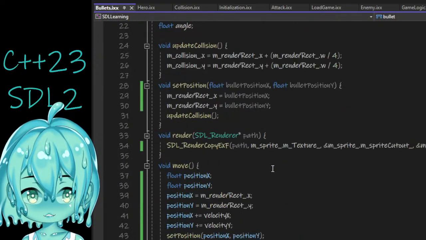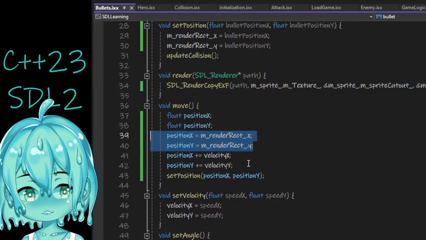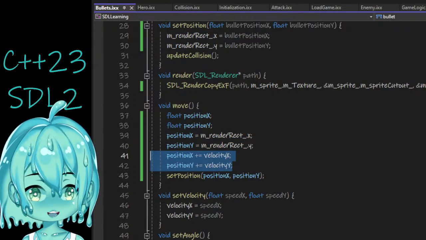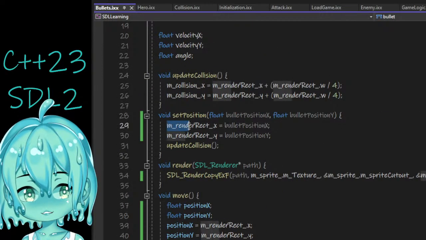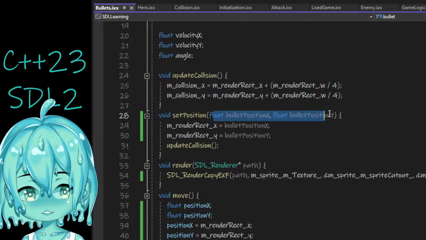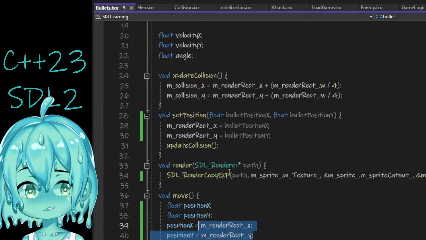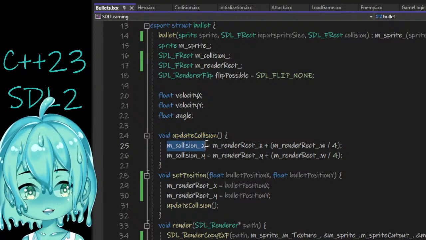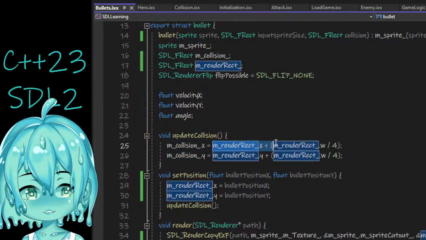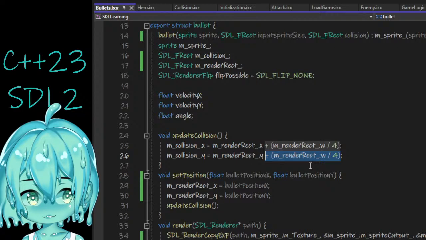So under our bullet module, move calls, we create two floats, have our rendered rectangles equal to those values, increase them by velocity, so the distance they're gonna move. We call the set position function. Set position calls the rendered rectangles to be equal to these new floats. So you're increasing the render distance, or where the bullet's going to be rendered on the screen, by the new velocity. Then we update collision. Updating collision updates the X and Y value of the collision box based on the X and Y value of the rendered rectangle plus these. I don't know why we have these to be plus, but there you go.